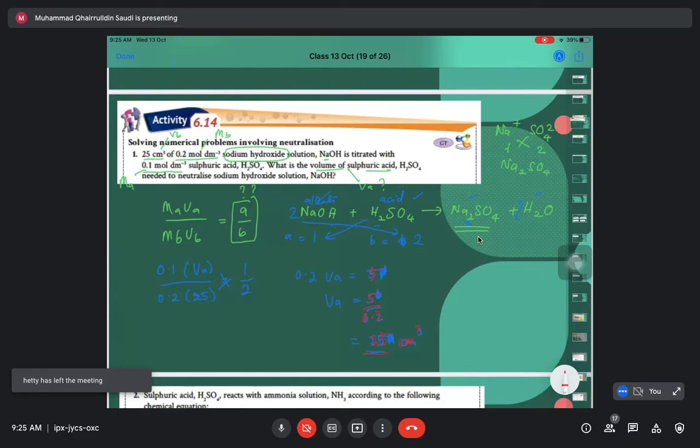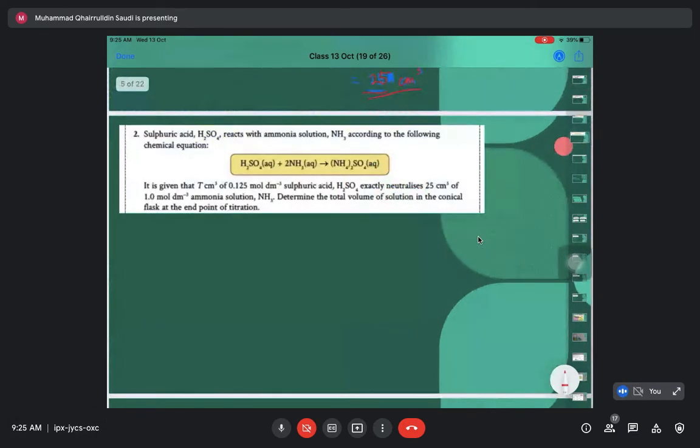Okay. Next one. It is given that T, okay, they give sulfuric acid reacting with ammonia. So this is our alkali. This is our acid. Given that T centimeter cube of 0.125 mole per dm cube sulfuric acid, so this is Ma, Va, exactly neutralize 25 centimeter cube. This is our Vb and Mb. Determine the total volume of solution in the conical flask at the end of the titration.